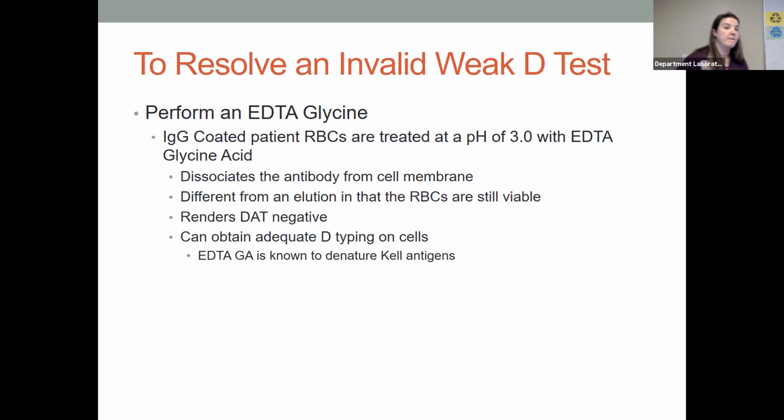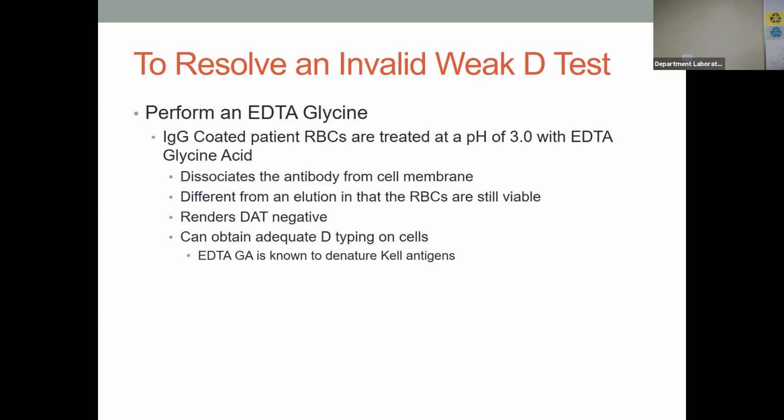Would you be using this sample for KEL testing if you're already trying to confirm a weak D test? It depends, because if you have a positive DAT, that means something is coating patient cells. You could have a positive DAT and have a negative IAT. So, anytime you do have a positive DAT, you have to do an elution and figure out what's coating patient cells. Potentially, you could, depending on what's coating patient cells. If the IAT was positive, you could.